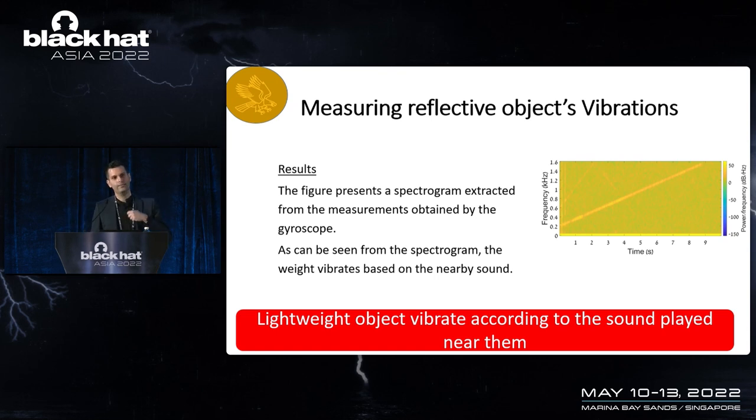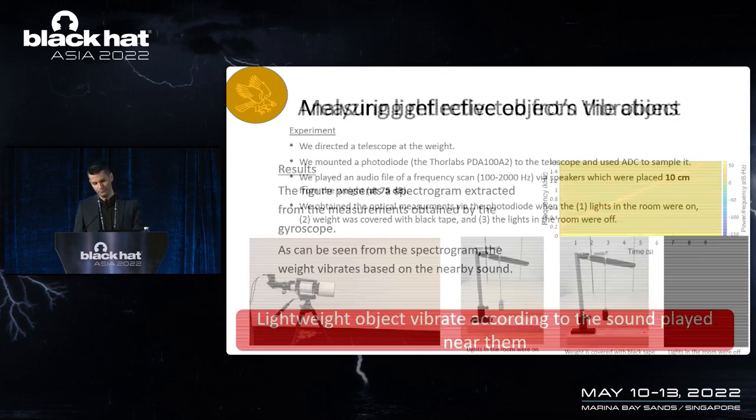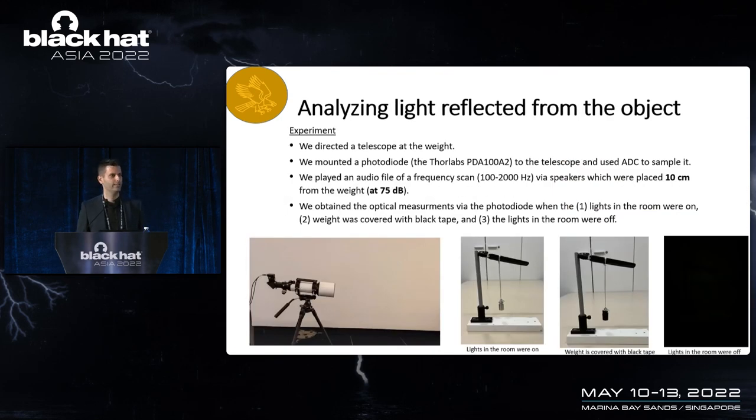Okay, now let's understand how this can actually be captured optically. In order to do so, we conducted an additional experiment. We directed a telescope at the weight. You can see the telescope on the left side. Now we mounted a photodiode to the telescope, and used an A to D converter to sample the photodiode, to sample the optical signal.